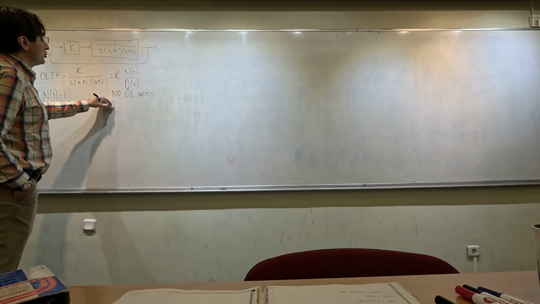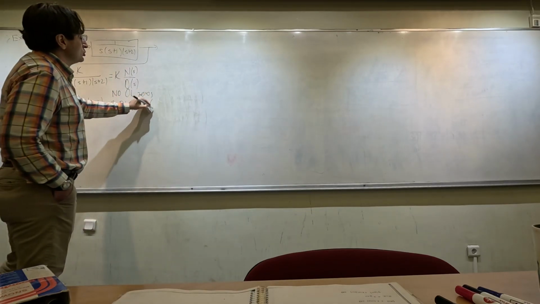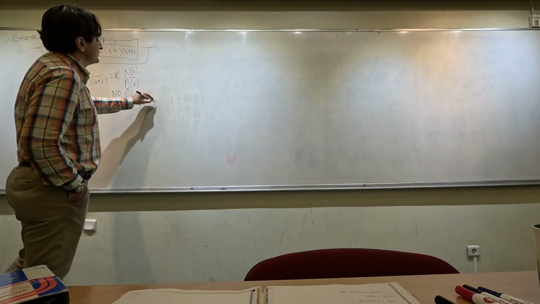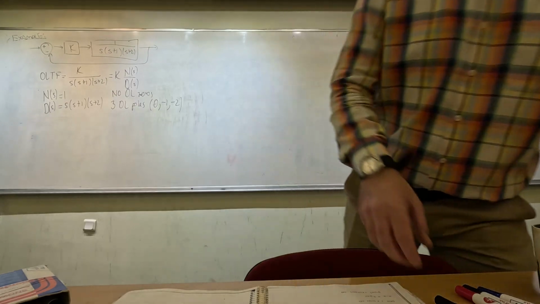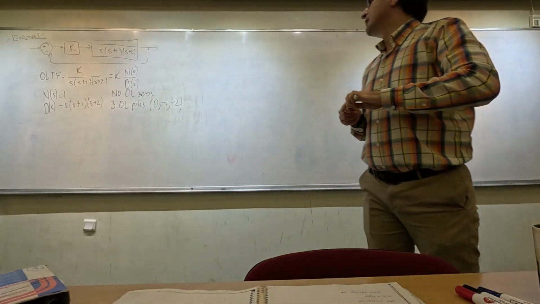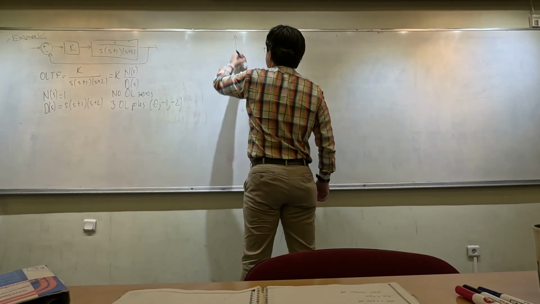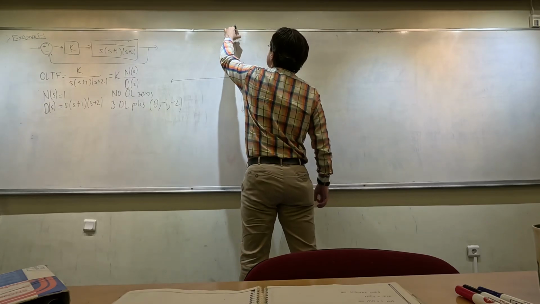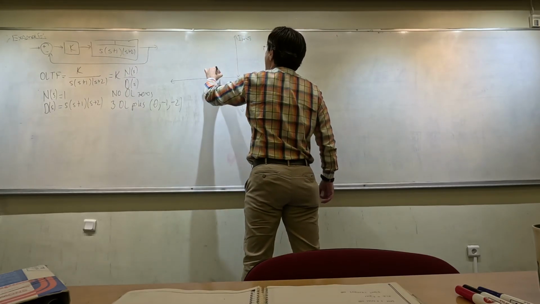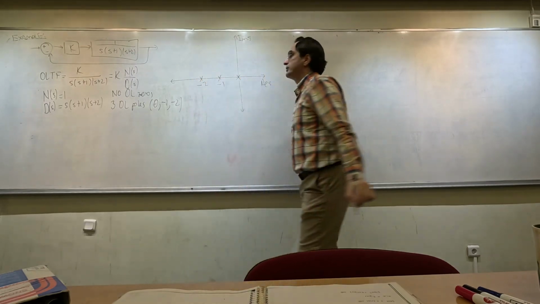So this actually means that I have no open loop zeros. And we have 3 open loop poles. And these open loop poles are at the origin, at -1, and at -2. So now if I place these on the complex plane, we have these open loop poles at 0, -1, and -2 here.